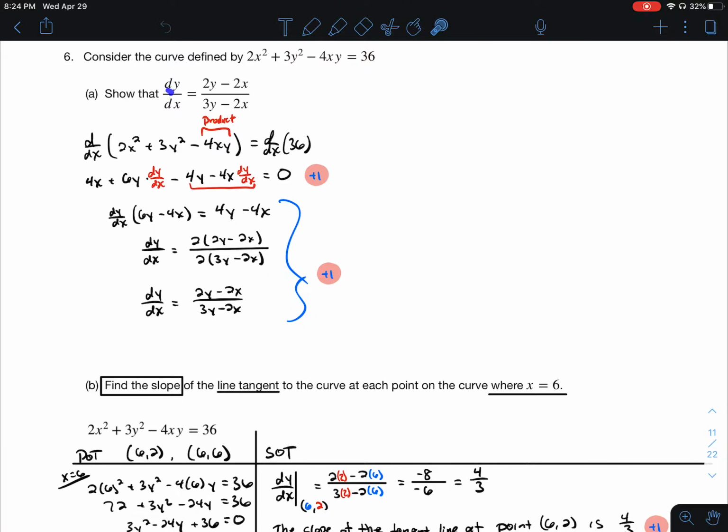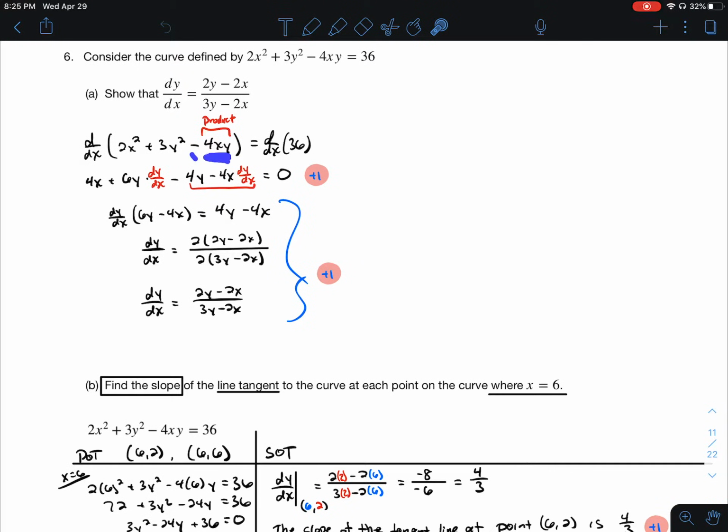Since it says the derivative with respect to x, we take the derivative of the left side with respect to x and also the right. Derivative of 2x squared is 4x. It's the correct variable, so nothing special happens. The derivative of 3y squared is 6y, so you take the 2 times the 3 and subtract 1, but it's the wrong variable. This is a y, this is with respect to x. So you do dy over dx, like the chain rule.